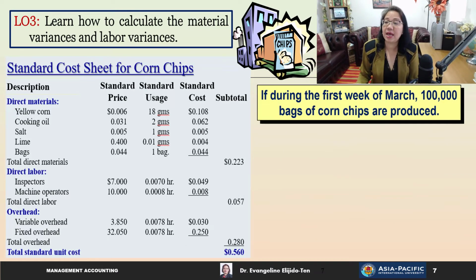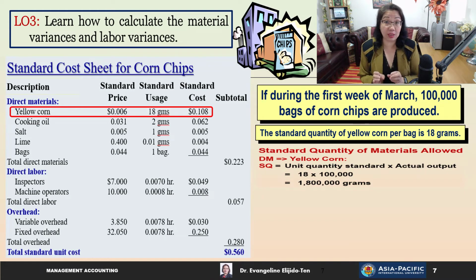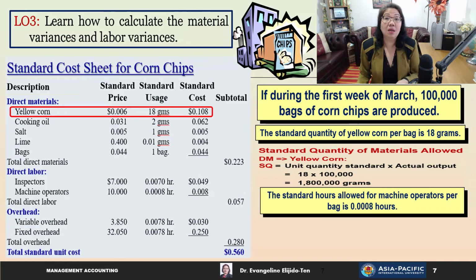Let's suppose that in the first week of March, 100,000 bags of corn chips are produced. Well, it says there that one bag of corn chips uses 18 grams of yellow corn. So the standard quantity of materials allowed for 100,000 bags of chips will be 18 grams times 100,000. So that is 1,800,000 grams. What about labor?